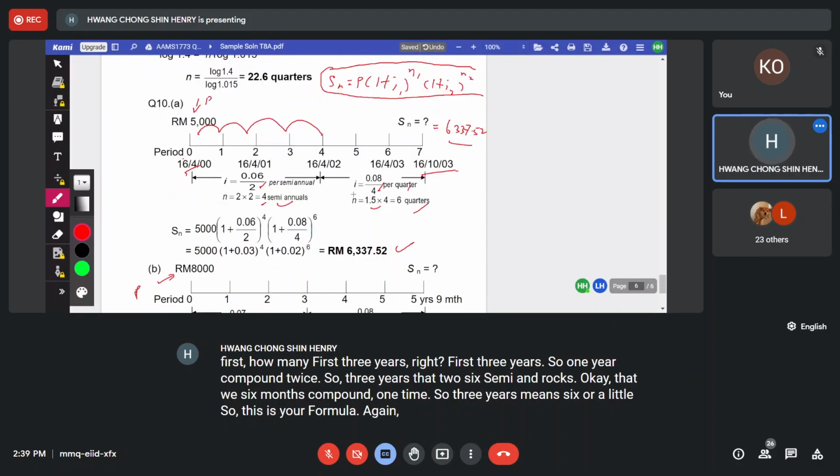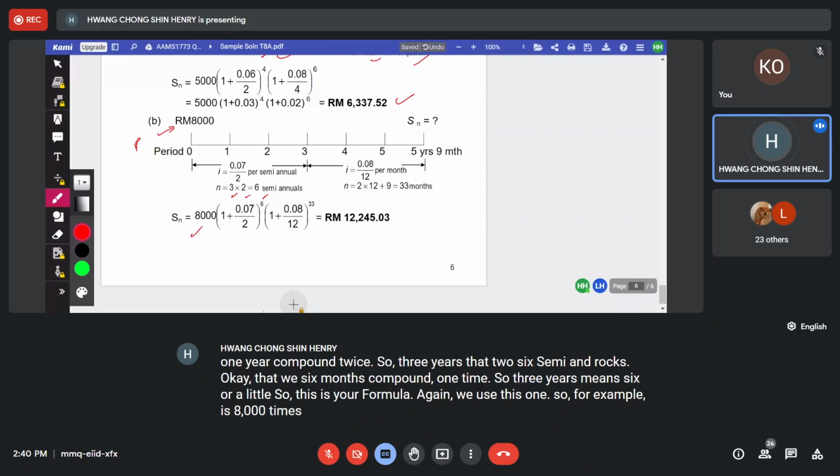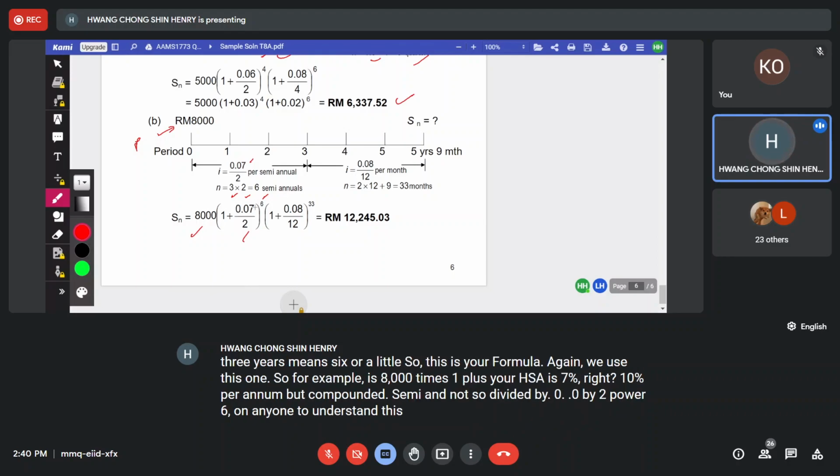Again, we use this one. So principal is 8,000 times 1 plus your interest rate is 7%, right? 7% per annum, but compounded semi-annual. So divide by what? 2. So 0.07 divided by 2, power 6. Anyone don't understand this? Okay, next.